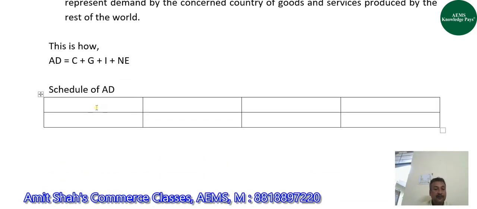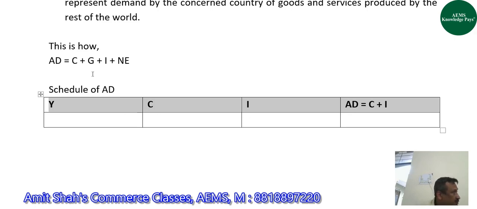So here we take the first item as Y, that is income of the economy. Then we take C, that is consumption expenditure of the economy, then investment expenditure of the economy, and then AD, that is the sum total of C and I. Am I clear, guys, or not?